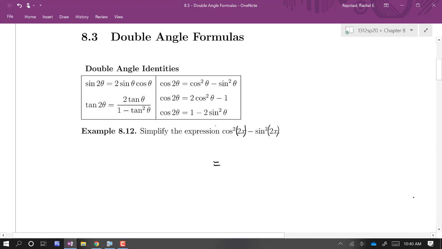But to do this one, we just have to recognize, let's scan these identities. This looks an awful lot like the right side of this double angle formula for cosine, where theta is equal to 2x. So these identities work in both directions, right? So now we're just going to use it in the right to left direction, and this should be equal to cosine of 2 times 2x. I'm going to double that angle, and we get cosine 4x.